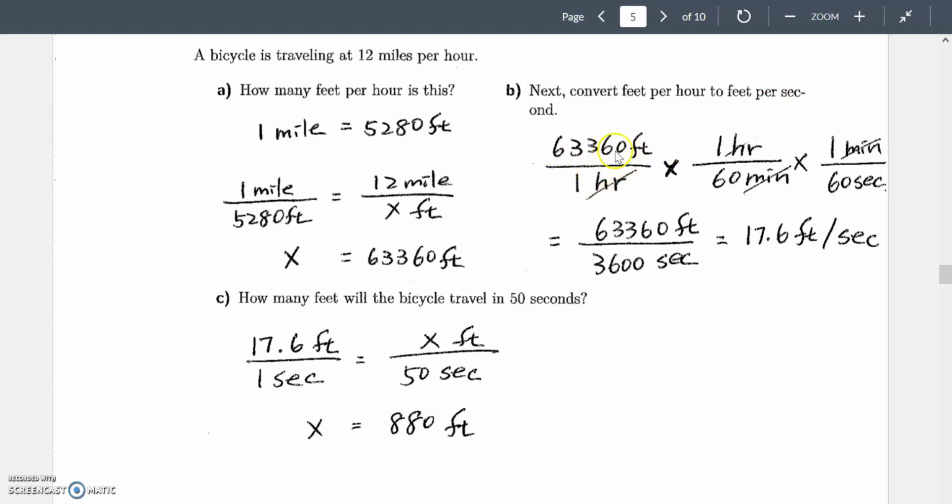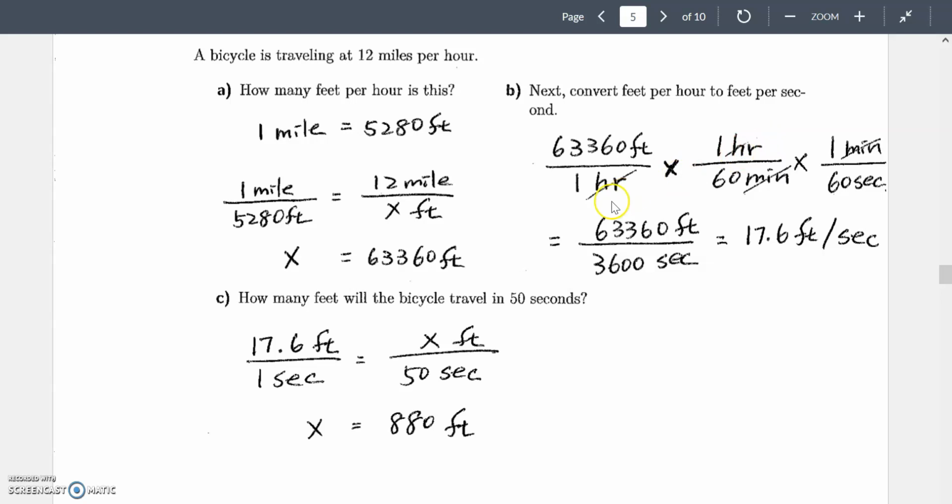So right now from part A, instead of saying 12 miles per hour, we say 63,360 feet per hour. Now you need to change this. Another thing we can do, using what we know about fractions, is cancel our units. So we know that 1 hour equals 60 minutes. How do we know to put 1 hour on top and 60 minutes on the bottom? Because we want to cancel the hour units.